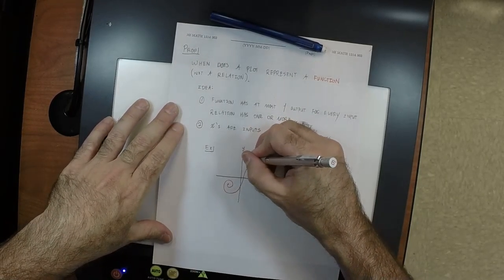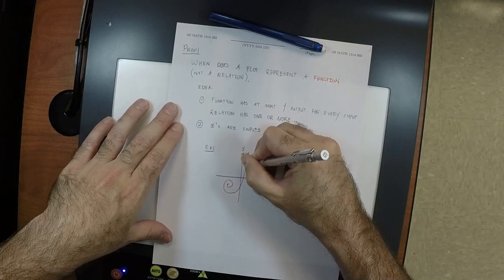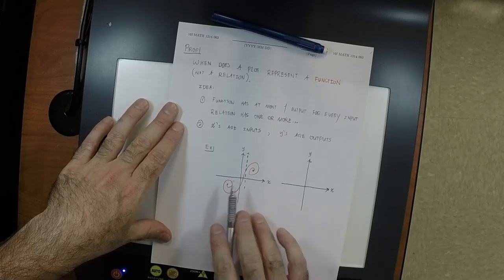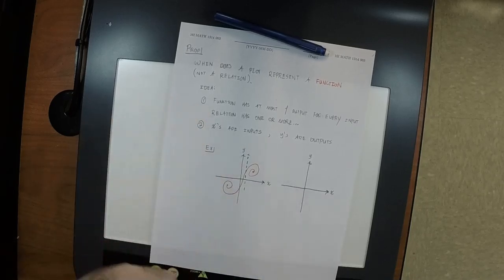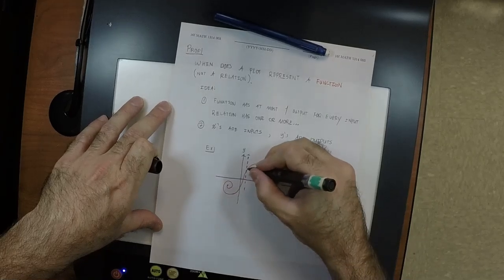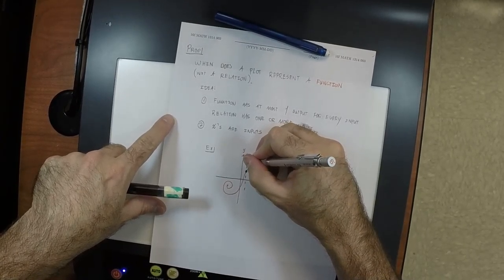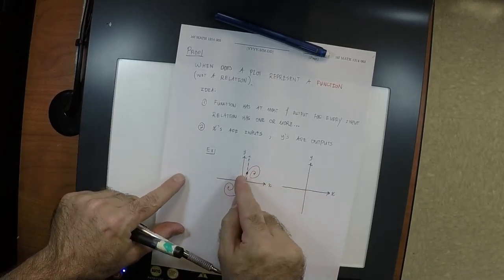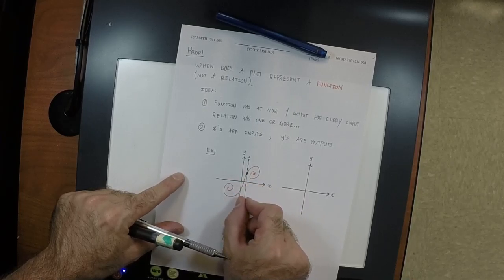So let's consider this particular x value. How many outputs does this x value have? One. And how can you see that? Because it's got this one intersection right there. As long as I stay really close to here and wiggle this vertical line around a little bit, there's always going to be one. But anywhere in the domain, is there always going to be one?